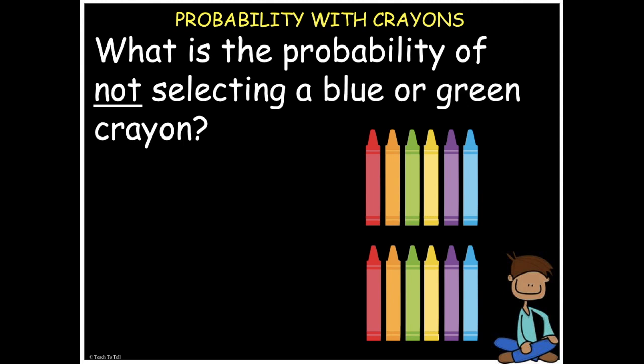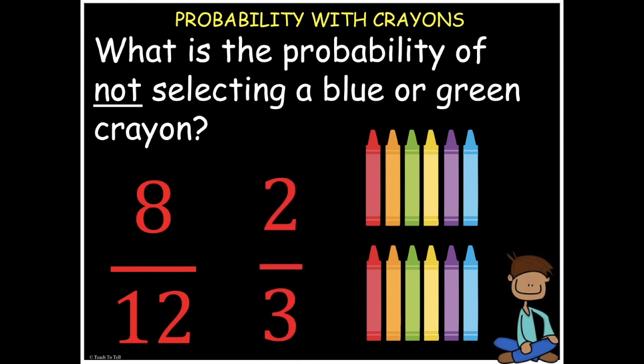What is the probability of not selecting a blue or a green crayon? There are 12 in total. There are 2 blue, 2 green. So I minus 2 for the blue, another 2 for the green. I'm now at 8. My probability of not selecting those 2 colors of crayons is 8 out of 12.